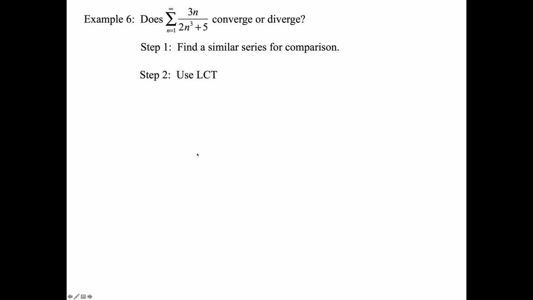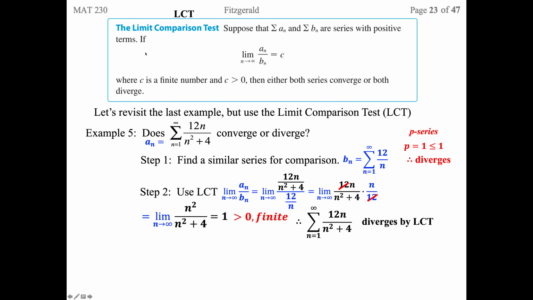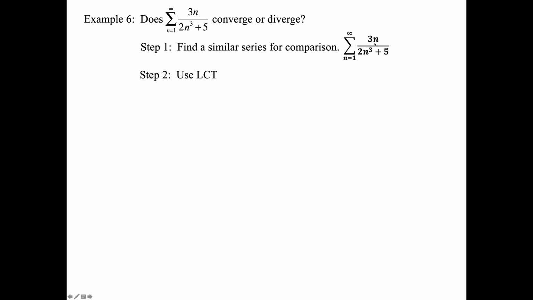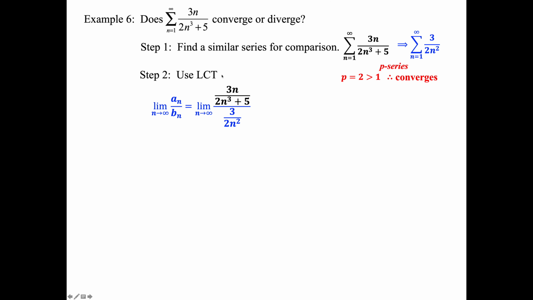All right, next example. Okay, converge or diverge. Again, step 1, find the similar series. Well, we're going to get rid of the 5. We're going to cancel an n with an n down here, so 3 over 2n squared. And again, you can see that this is a p series, n to a power. 2 is greater than 1, so this converges. So step 2, if we use the limit comparison test, take the original sequence divided by our comparison sequence. And again, like we said, if you don't want to show the division, just go ahead and multiply by the reciprocal right away, because that's what we're going to do anyhow.